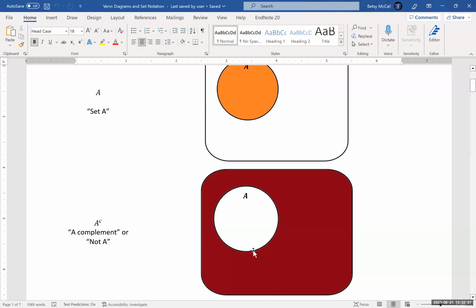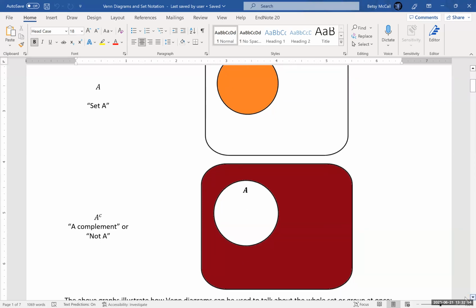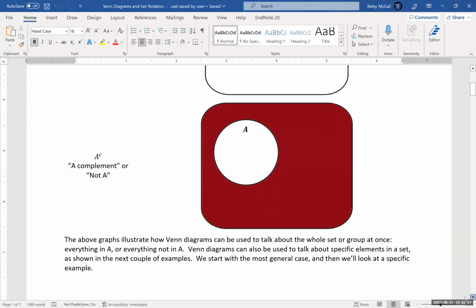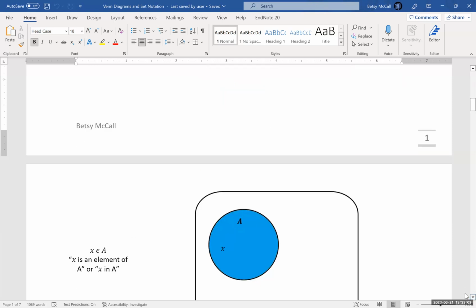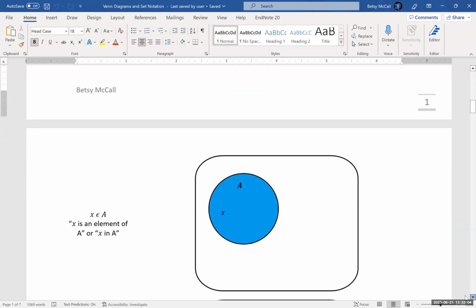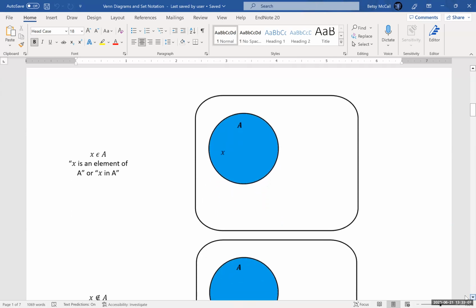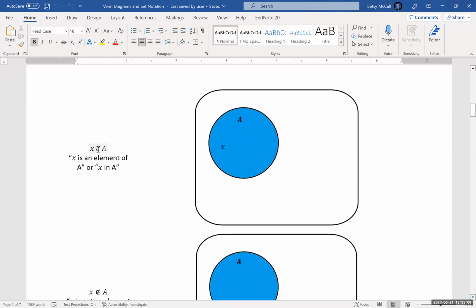The complement of a set, sometimes read as not A, is basically just everything that's not in A. So it's in the universal set, but it's not in the set A. So everything outside A. The idea is really simple. Why they haven't come up with a standard notation is hard to know.